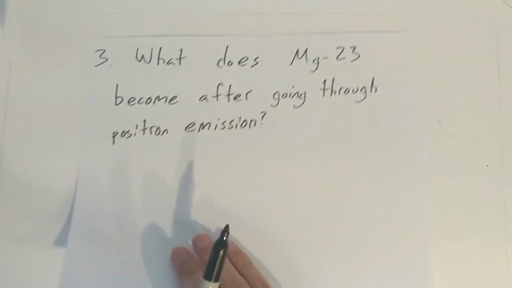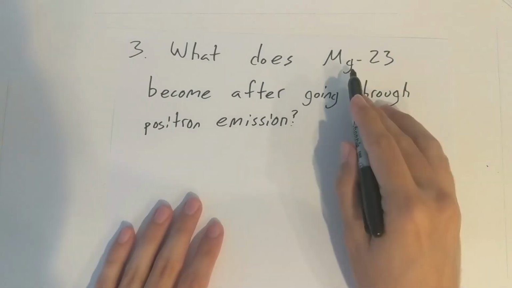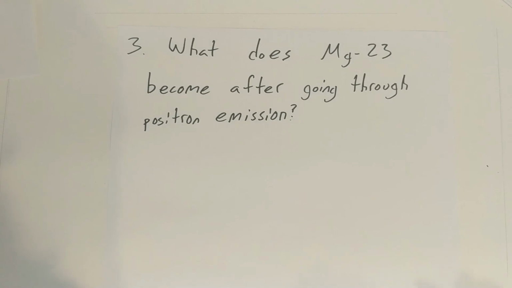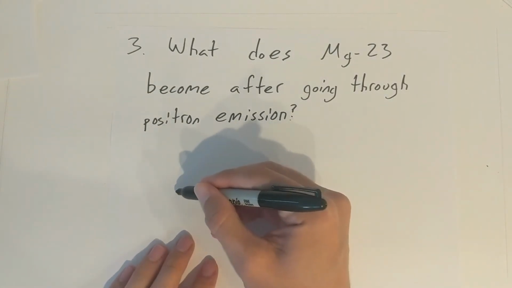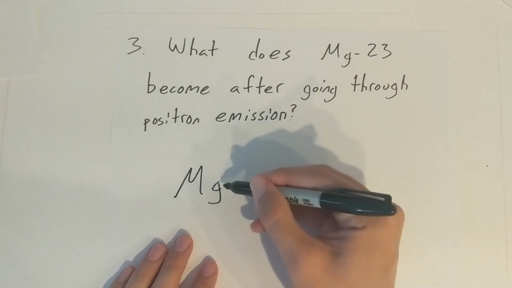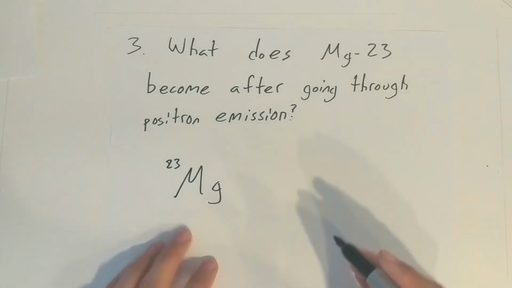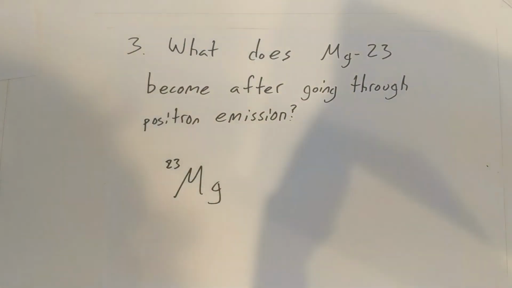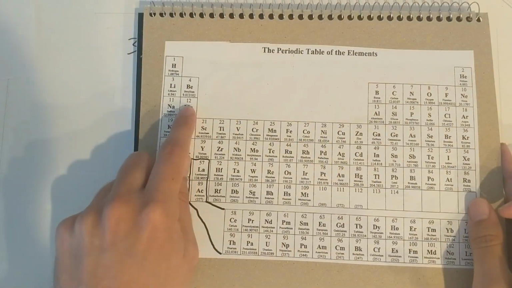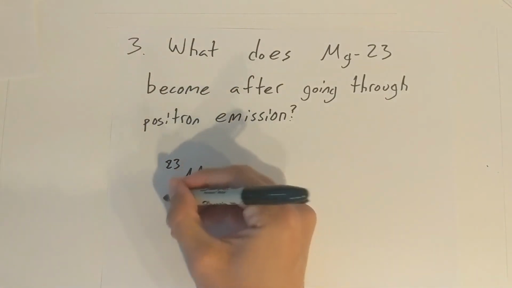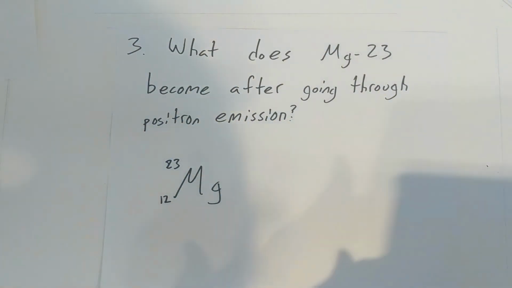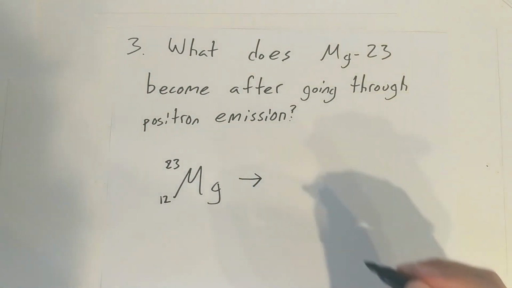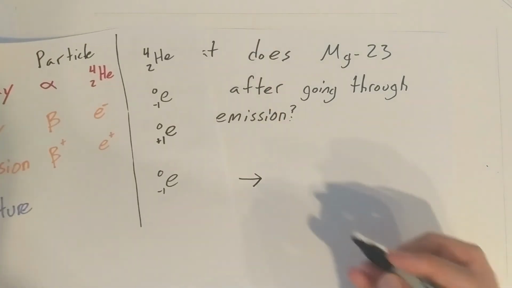All right, going into another question. What does magnesium-23 become after going through positron emission? So we got magnesium-23. So that's where we put the mass number. And we could use a periodic table to figure out the atomic number is 12. And it's going through positron emission. So you can have this in your notebook.